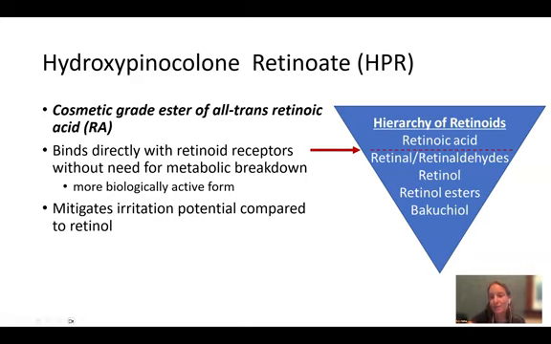So we talked about here how you have your retinoic acid, and then you've got your retinols and your retinaldehydes. This actually kind of fits in this new category right in between here. So it's a cosmetic ester, which means it can be used in cosmetic formulas, but it's actually an ester of the all-trans retinoic acid. So it actually can bind directly to those retinoid receptors in the skin without the need of having that metabolic breakdown that you need for retinol or retinaldehyde. So it is in its most biologically active form. But because it has that ester associated with it, it could still mitigate some of the irritation potential that is off compared to retinol.